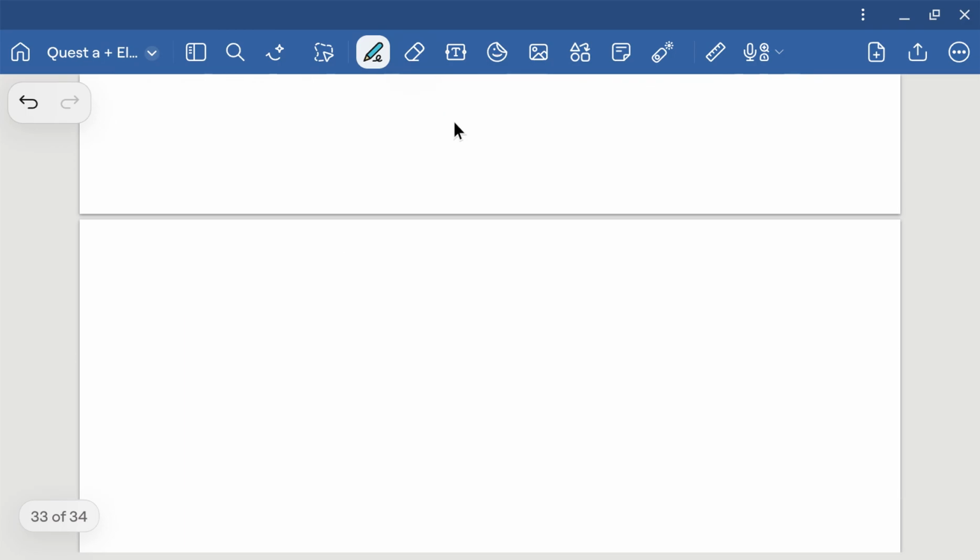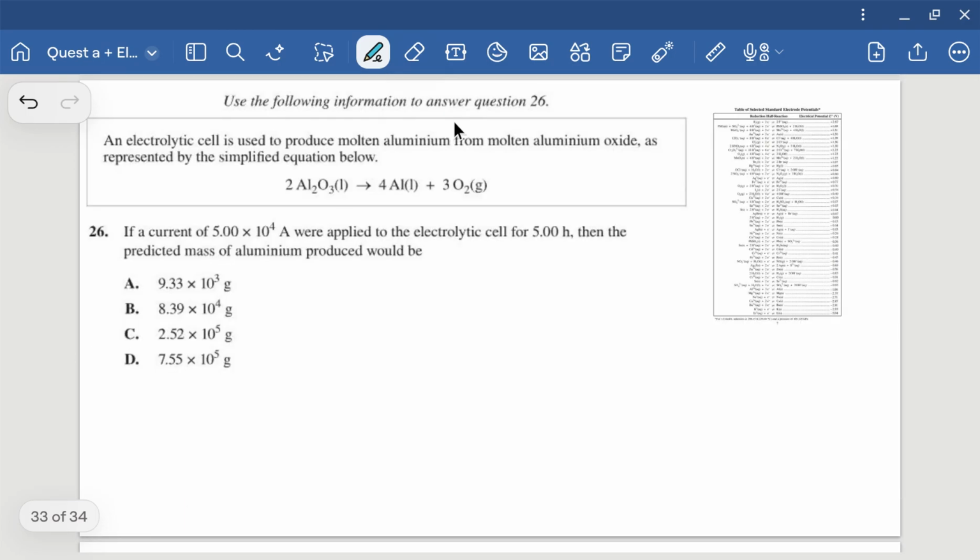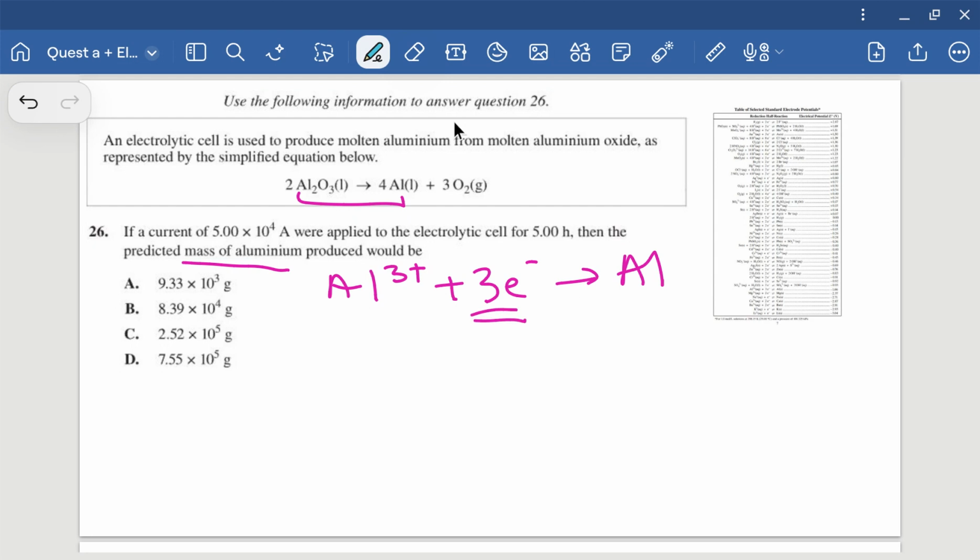Your next one is a little bit more work just because we do have to look at the half reactions. Whenever you're using Faraday's law, you just need the half reaction of what's being plated or the mass that's being produced. So because this is asking about mass of aluminum, using our half reaction, we know that aluminum 3 positive will need 3 electrons to make aluminum solid. So going from here, what we can figure out is moles of electrons and then turn it into moles of aluminum. Molar mass gets us to the mass.